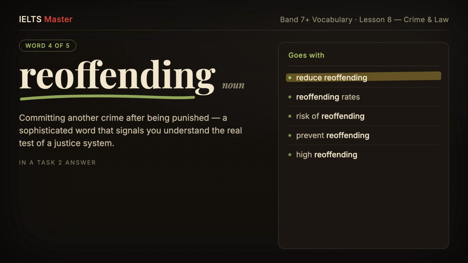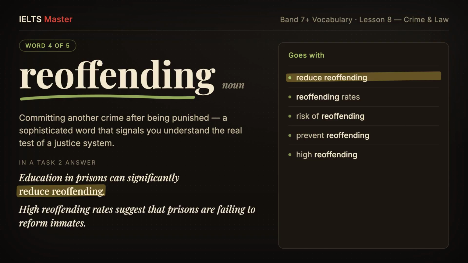For example, education in prisons can significantly reduce reoffending. And high reoffending rates suggest that prisons are failing to reform inmates. The collocations are to reduce reoffending rates, the risk of reoffending, to prevent reoffending, and high reoffending.